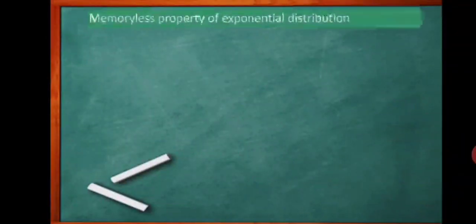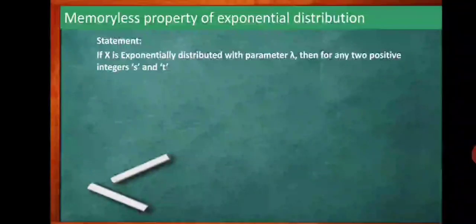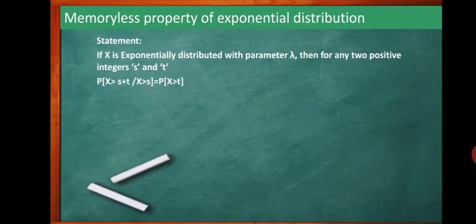Okay, now we go to the next session, that is memoryless property of exponential distribution. We see the statement: if x is exponentially distributed with parameter lambda, then for any two positive integers s and t, probability of x greater than s plus t given x is greater than s, is equal to probability of x is greater than t. Now, we see the proof.